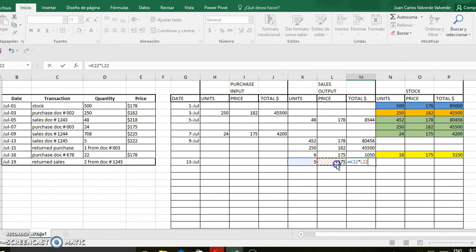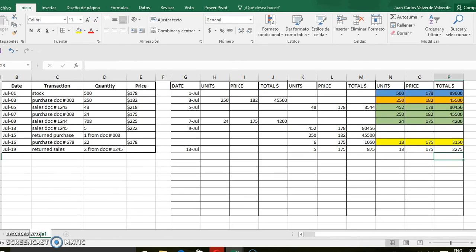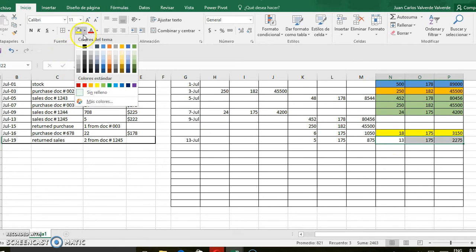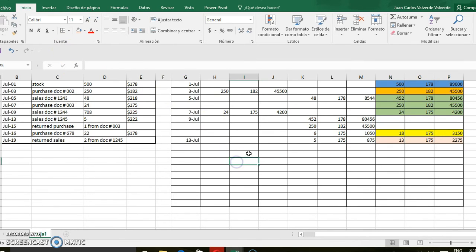All right. So we just copy. I'm sorry. Our new stock is 18 minus 5. We get 13. 175, and we just multiply again 13 times 175. This is our new stock. So let's assign a different color that is not yellow. What about this one? Fine.